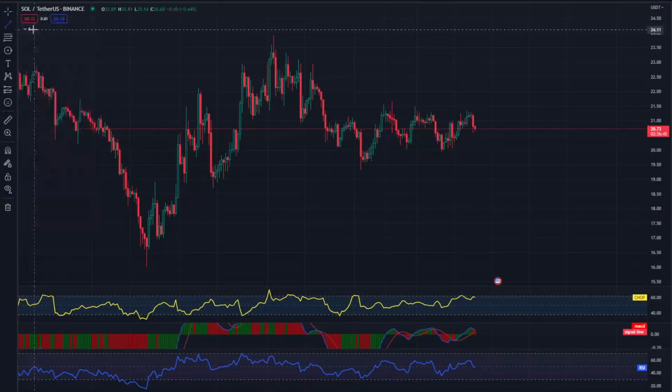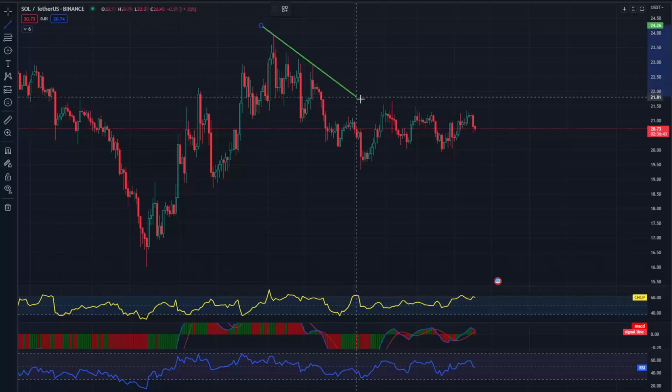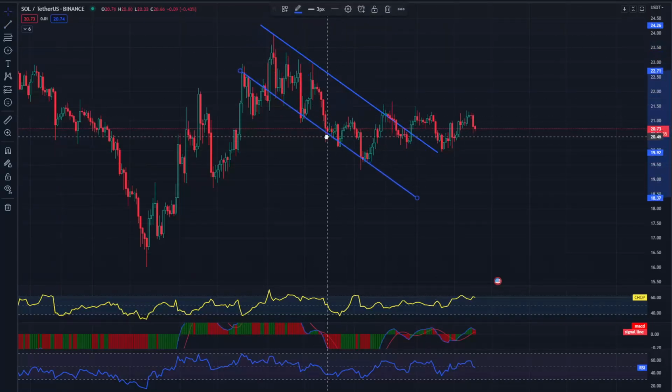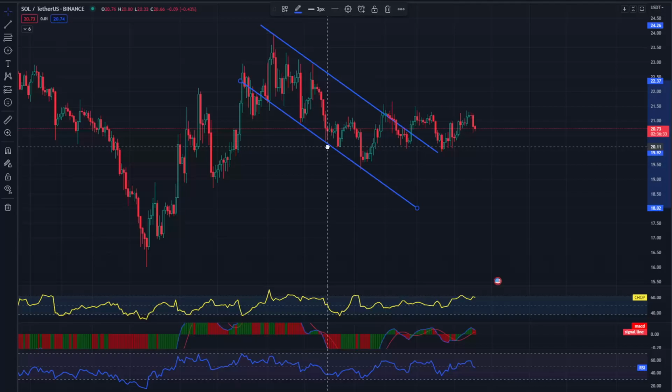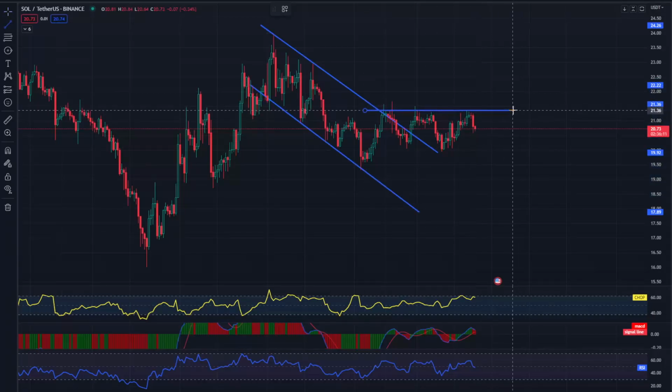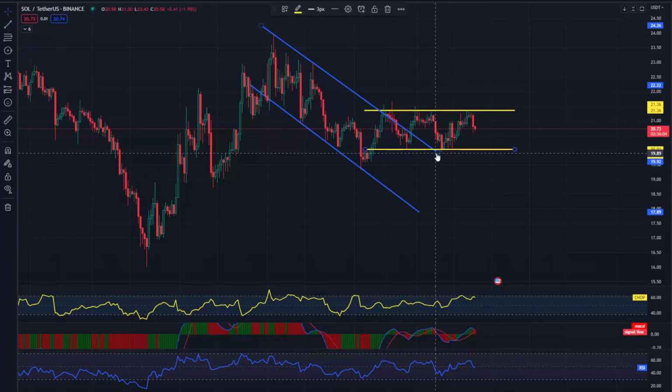As the third one, we will check the SOL chart on a 4-hour interval. As we can see, the price moved sideways from the downtrend channel, and now we can use the yellow lines to mark the local sideways trend channel.